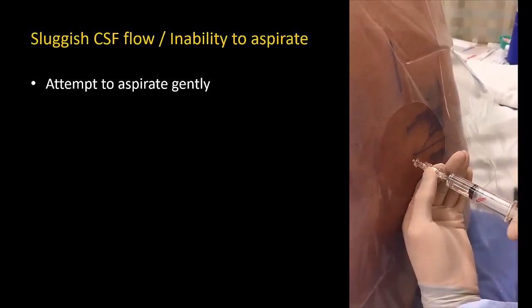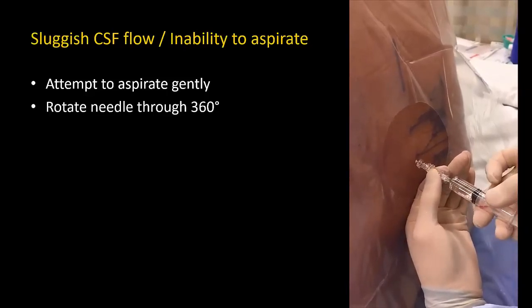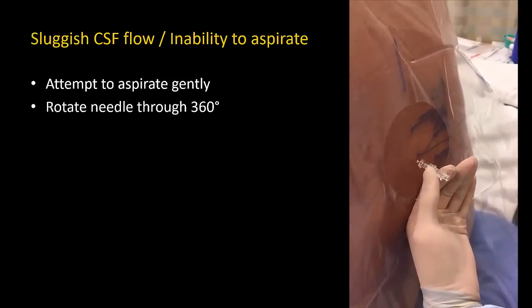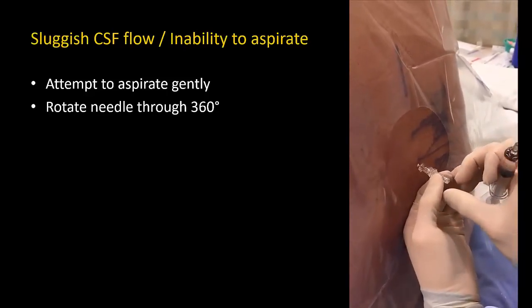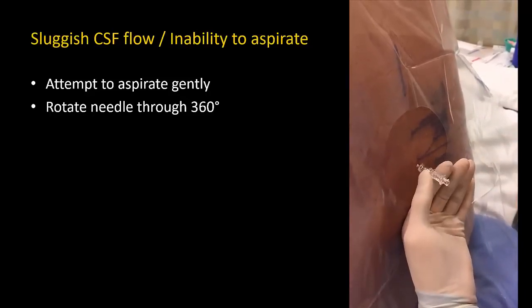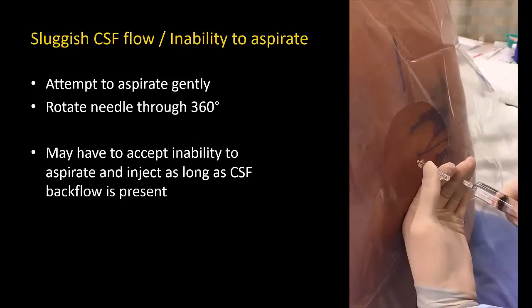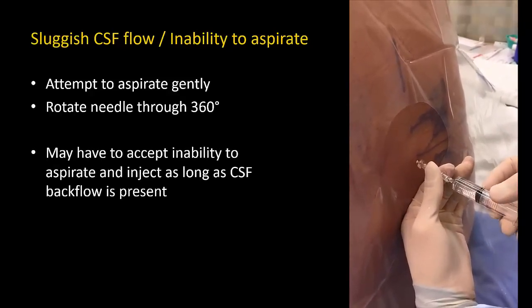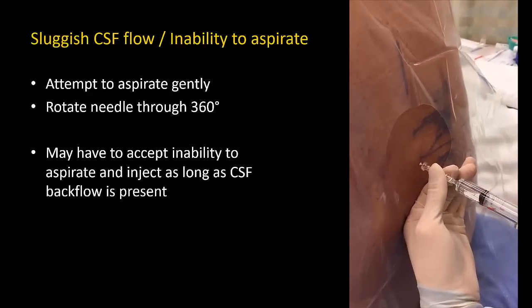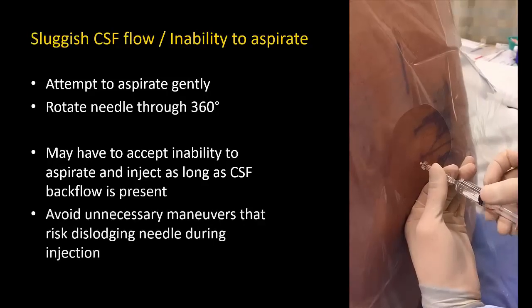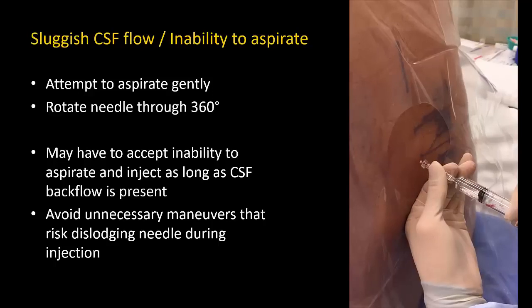If it doesn't move, disconnect the syringe, rotate the needle 360 degrees, and look for backflow of CSF. In the event that I really cannot aspirate after a couple of attempts, I don't keep trying. Instead, I disconnect one last time, look for evidence of backflow by movement of the CSF meniscus, and then I just attach the syringe and inject very carefully. I avoid unnecessary maneuvers that risk dislodging the needle during injection, such as aspirating midway through.